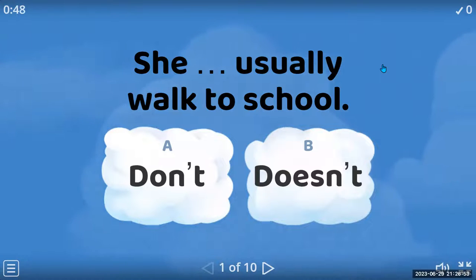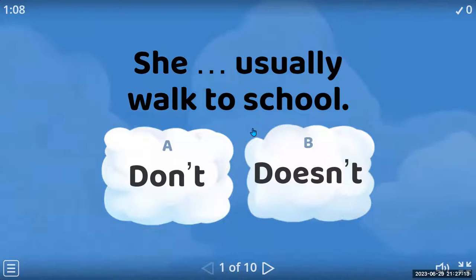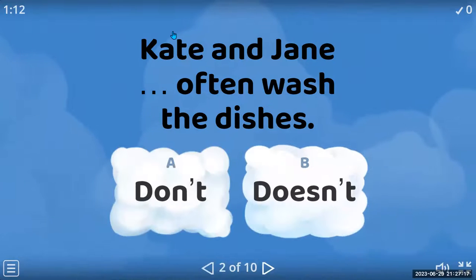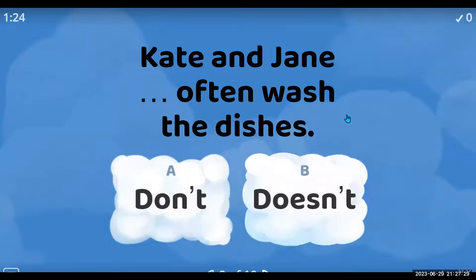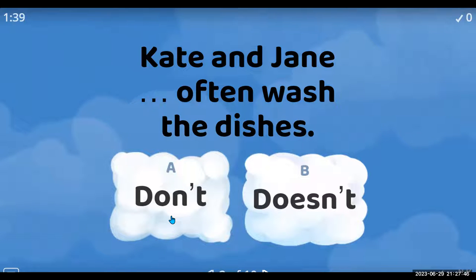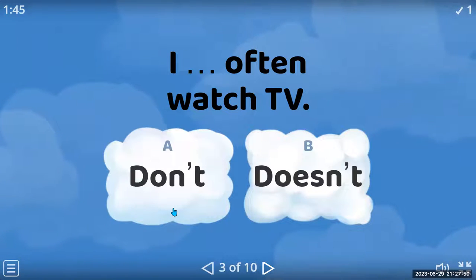Okay, who wants to do it? She doesn't usually walk to school. Okay. The next one is yours, Alfonso. Hold on a second, please. Let me mute all the microphones. Okay, I got it. Okay, the next one. Kate and Jen don't often wash the dishes. Okay, don't often wash the dishes. That means that the right one is this one. Okay, bingo, you got it.